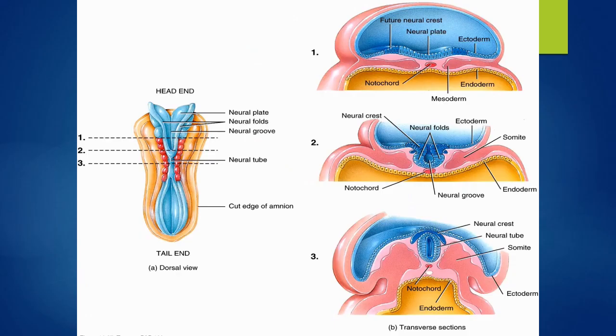So here we see the two primary germ layers here. This is the embryonic endoderm. Here we have the embryonic ectoderm. And then in the middle is the development of the embryonic mesoderm.